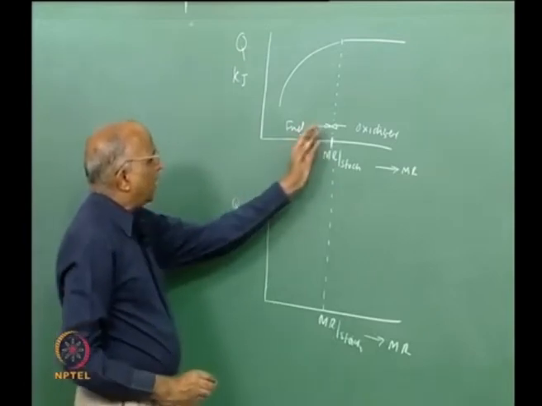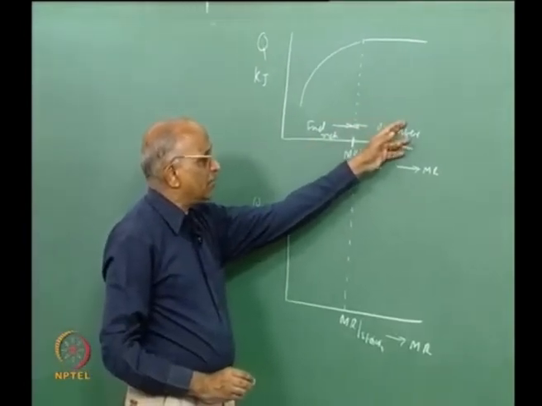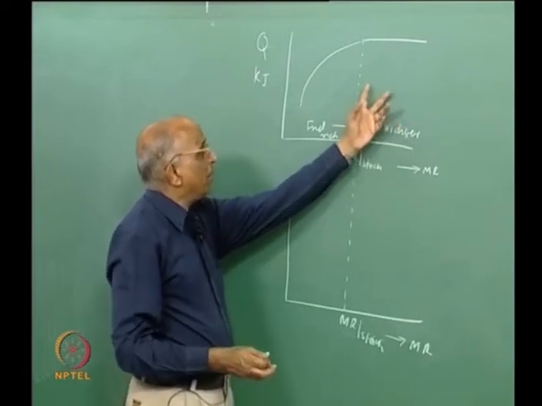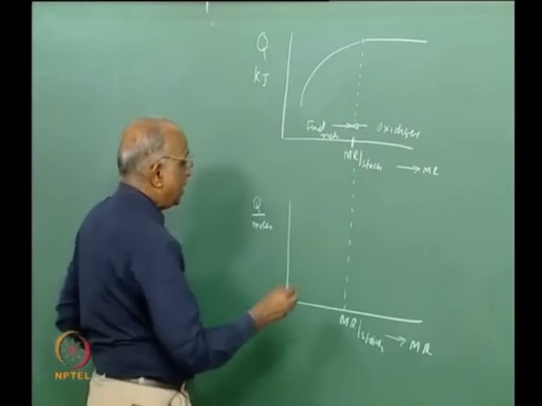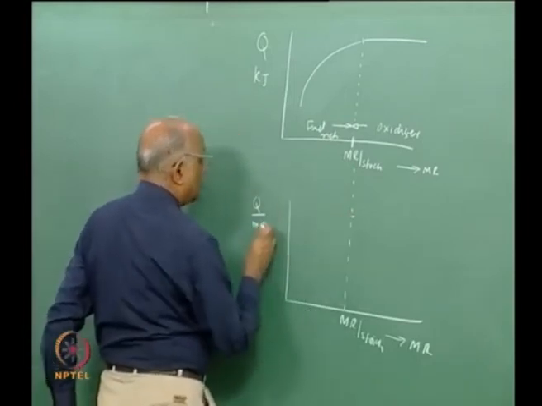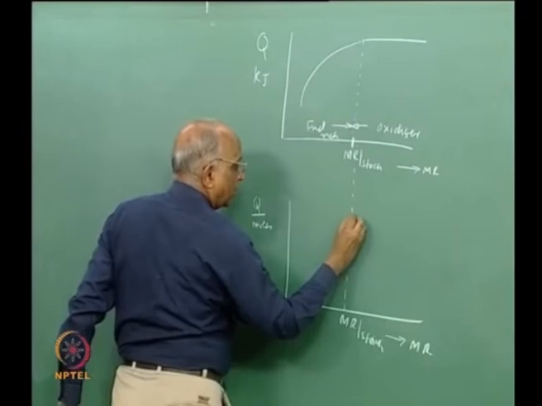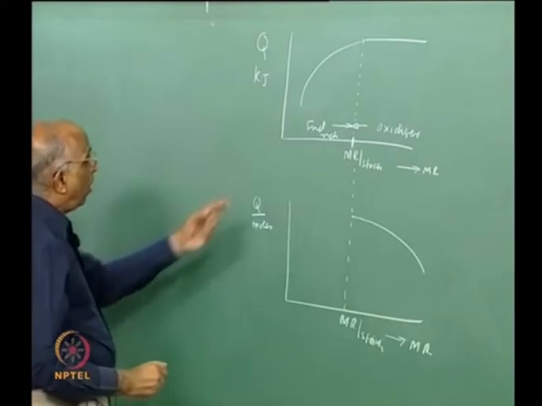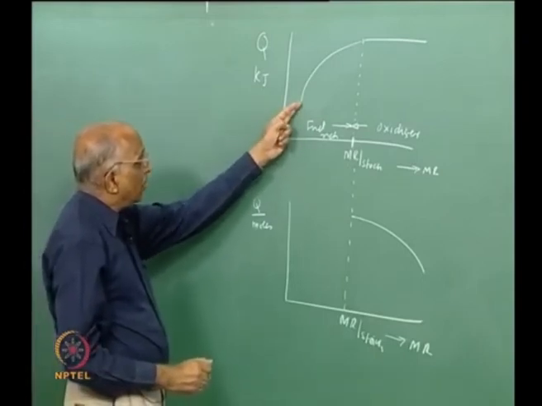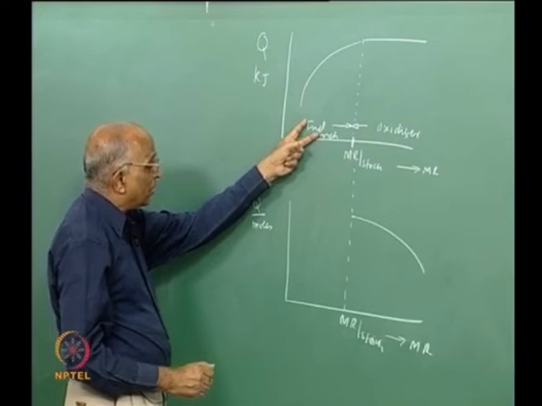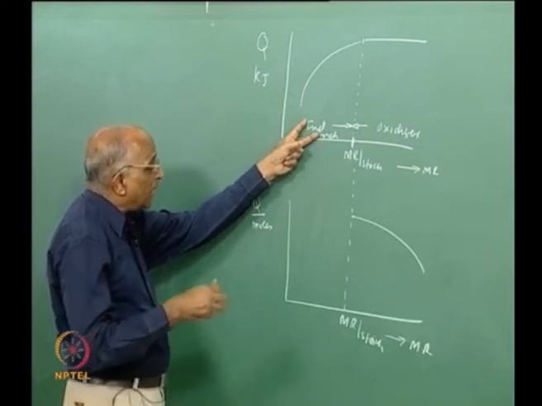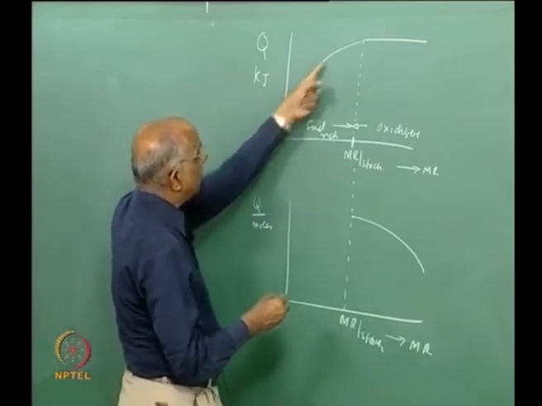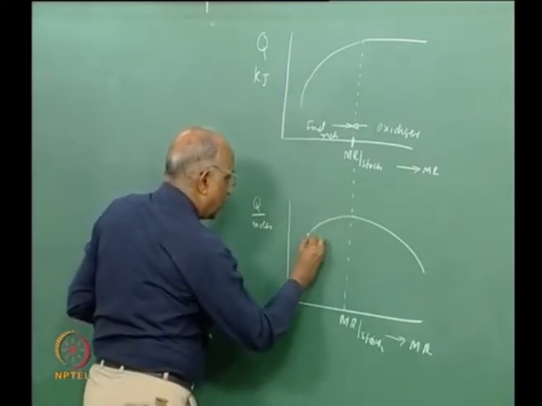Now, what is happening? As the oxidizer quantity increases, I am left within the products with more and more oxygen, that is, the number of moles in the product increases. Therefore, if this is the value of heat release per mole corresponding to this point, the curve begins to drop because the number of moles is increasing in the product. How about in this case? Since it is fuel rich, I am not able to form that many moles, and therefore the number of moles decreases, and this curve would become a little shallower here.